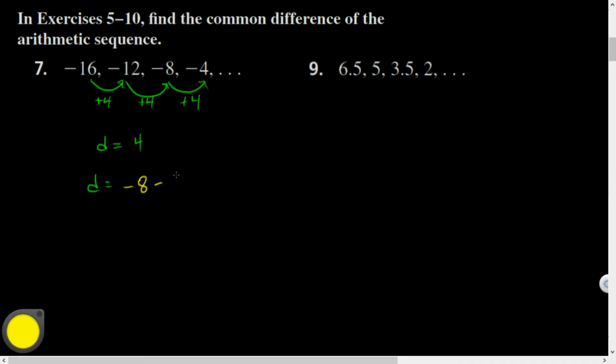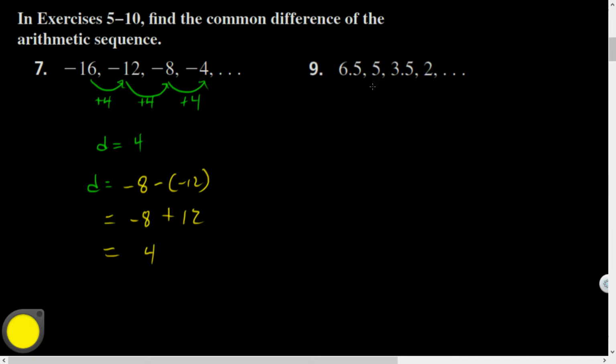I could have found that with -8 minus -12, right? If I take the former term and subtract the latter, -12 minus -16, or -4 minus -8, I would also get the same thing. That's the same as -8 plus 12, which is 4. So a bunch of ways you could find that.